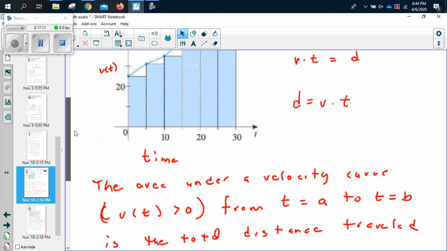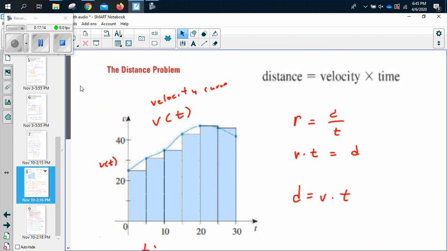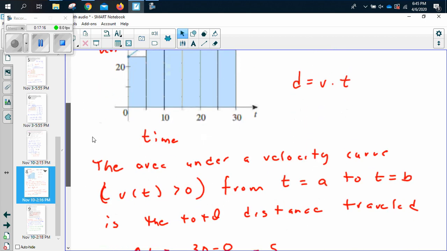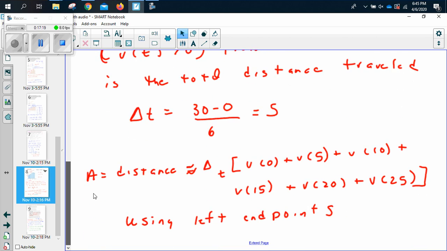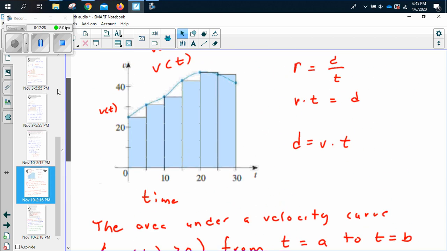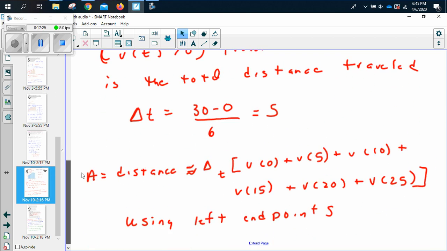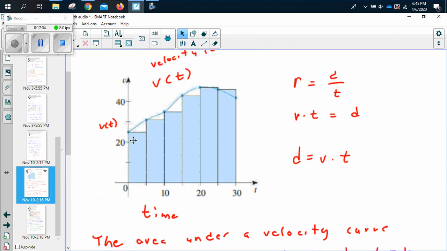Delta t in this case would be 30 minus 0 divided by 6. 1, 2, 3, 4, 5, 6. We've got 6 subintervals, and that gives me 5. So the distance I could calculate by going delta t times v of 0 plus v of 5, and I could approximate and read those off. I didn't actually do it. And that's if we're using left endpoints. This picture is shown using left endpoints. So I'm going to use that idea that the area under a velocity curve is the total distance traveled.